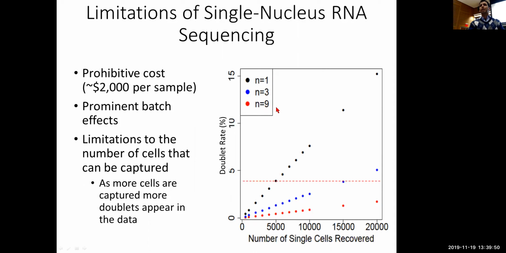If I put 9 different samples with 9 different barcodes each, and then I create those droplets, then I have 1 chance in 9 of randomly coupling with another one of those droplets.